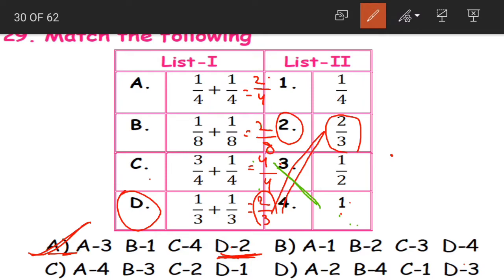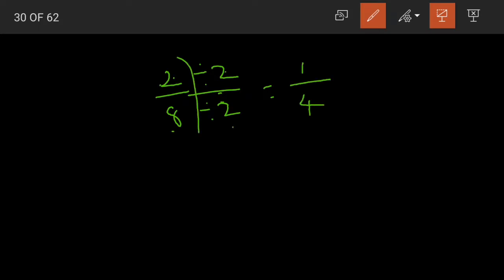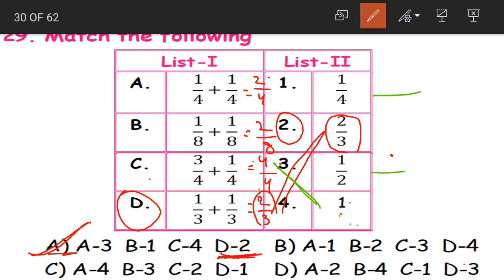Next we have 2/8 and the options we have are 1/4 and 1/2. That means we have to find our equivalent fraction. 2/8 divided by 2 divided by 2, children. See, 2 divided by 2 is 1. 8 divided by 2 is 4. So for 2/8, the answer becomes 1/4. That is option 1.